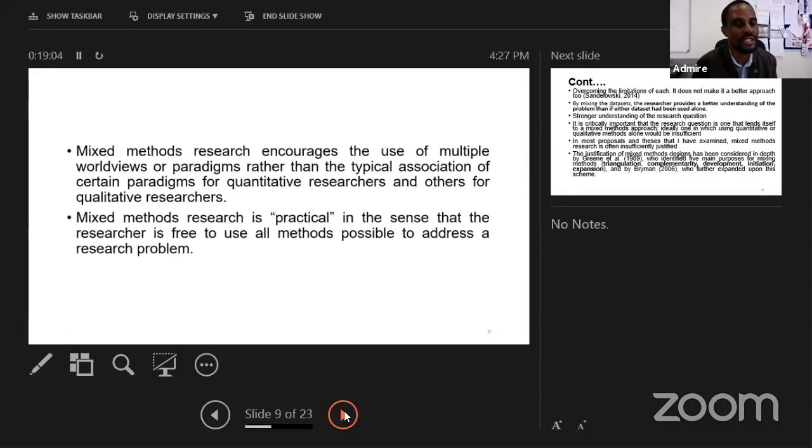And the other issue is that mixed methods research is also very practical in the sense that the researcher is free to use all methods possible to address a research problem. Unlike a situation where you are doing a qualitative study, already you are limited. Once you say your study is qualitative, in as much as you want to use a questionnaire, you can't do that unless you say, no, now I'm doing a mixed methods approach. So the advantage of a mixed methods approach is that you are able to use any data collection instrument at your disposal.